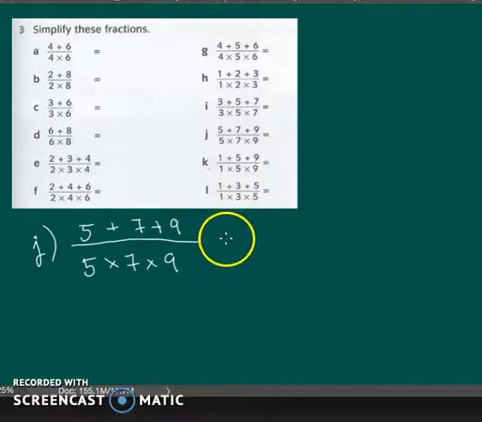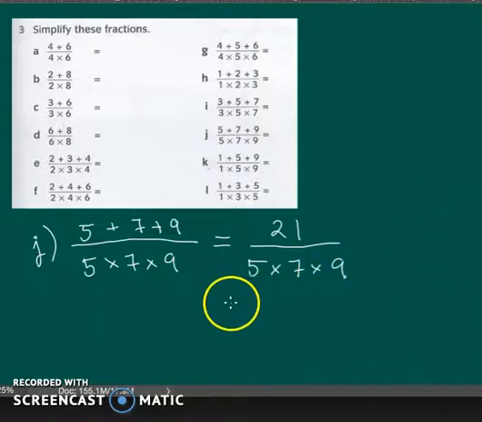Okay, so let's first of all evaluate the numerator so that we can see what number we get. 5 plus 7 plus 9 is 21. And on the bottom, we've got 5 times 7 times 9, and I'm not going to evaluate that until I find out if I need to. So do I have any common factors in the numerator and the denominator?